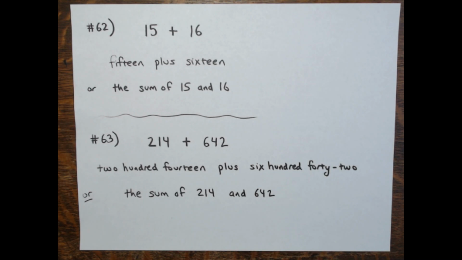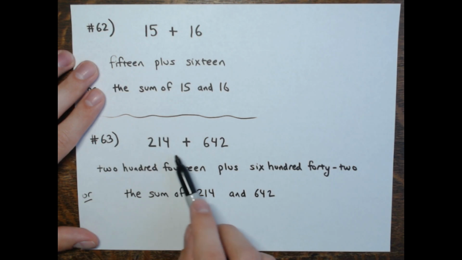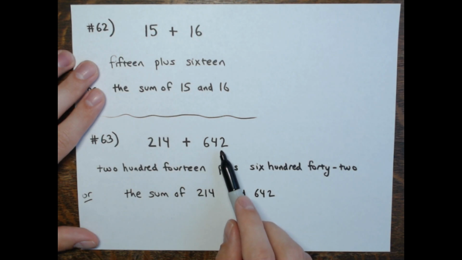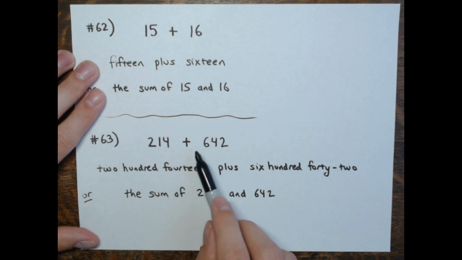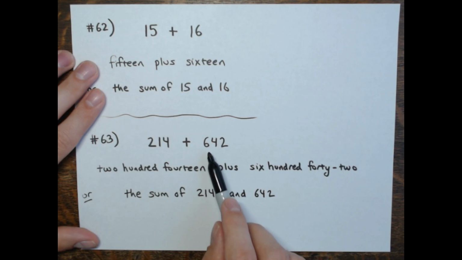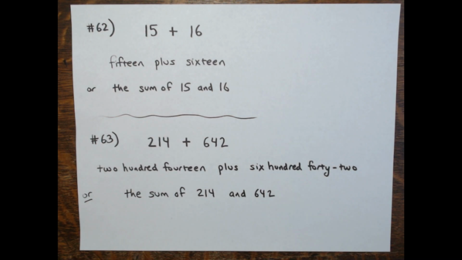And once more, I'll just say some other ways to express this sum, this addition, this plus in words. So we could also call this the total of 214 and 642. We could say that this was 214 increased by 642, or 642 more than 214. All those represent addition, sums, totals, pluses, etc.